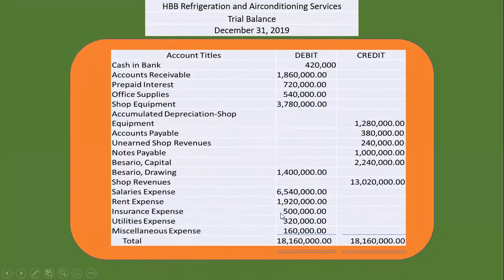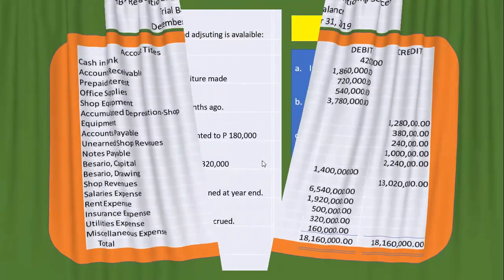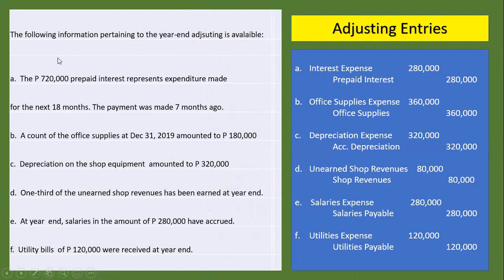So we're now to proceed to start with our example. We have a given trial balance here of HPP Refrigeration and Air Conditioning Services. So from here, we will prepare the worksheet. And we are also given the items for adjustment. We have 1, 2, 3, 4, 5, 6 items. And on the right side, we have here the adjusting entries. Since we have discussed already how we prepare the adjusting entries, there's no need for me to discuss this one. So let's proceed directly to preparing the worksheet.